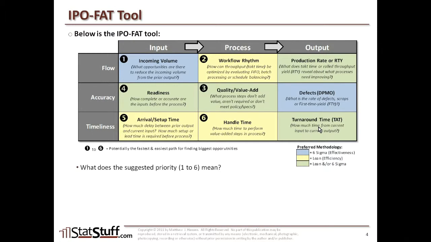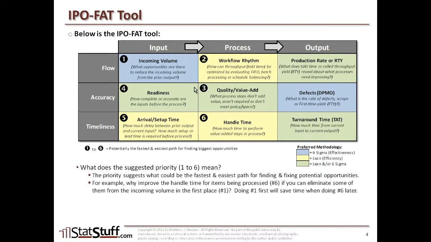Now, what does the suggested priority here mean when we say, why do we have these numbered in this way of 1 through 6? So what does it really mean? Well, basically it's a suggested priority of what could be the fastest and easiest path for finding and fixing the potential opportunities. And if you notice, it kind of snakes around in this order, and there is some intent behind that, and let me explain that.